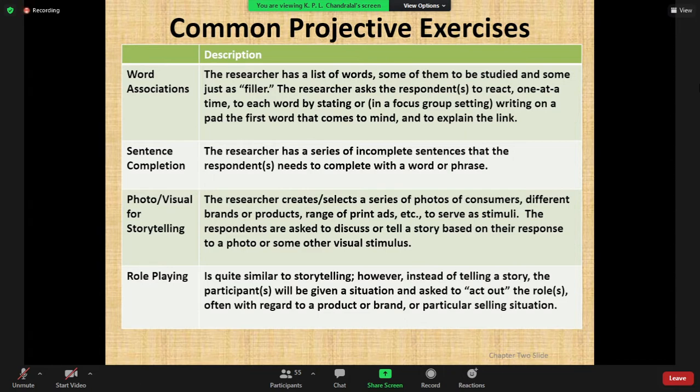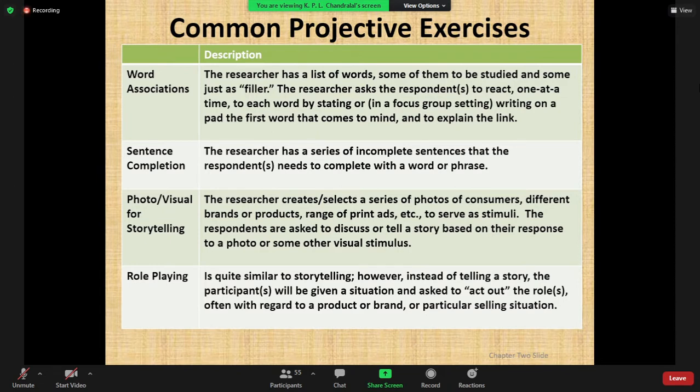using the second character. So there are two cartoon characters in the picture. One person is asking a question. The second person is answering that question. What could be that answer given by the second person? It's not your answer. What would be the answer given by the second cartoon character? It's a third party. But eventually, the researchers know the participant is projecting his opinion.